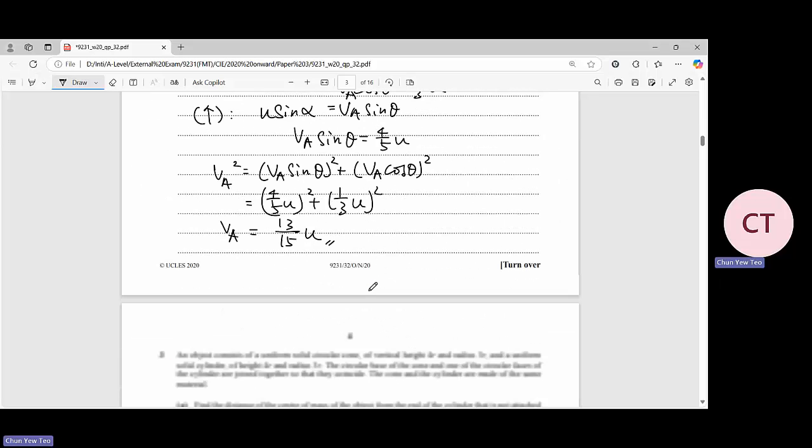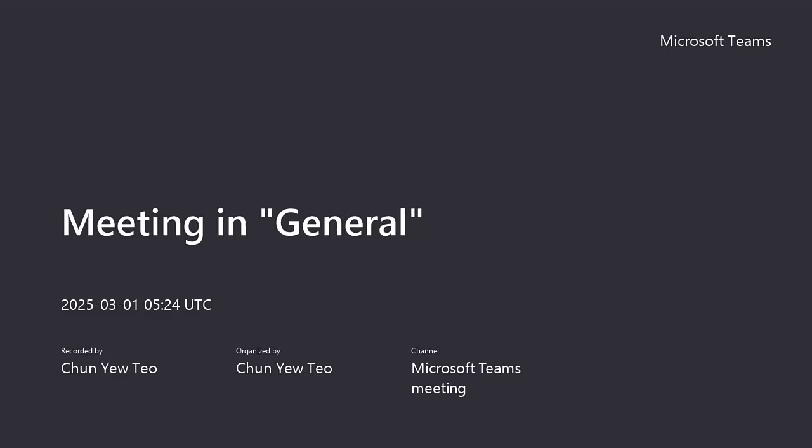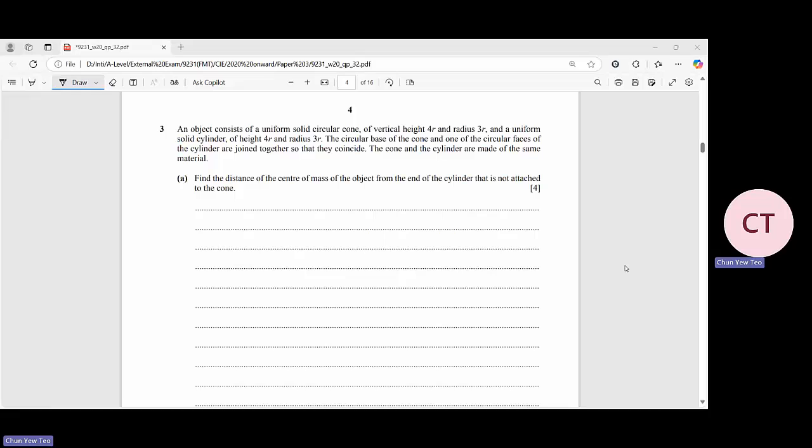Now we move on to question number 3. An object consists of a uniform solid circular cone, vertical height 4r and radius 3r, and a uniform solid cylinder of height 4r and radius 3r. The circular base of the cone and one of the circular faces of the cylinder are joined together so they coincide. The cone and the cylinder are made of the same material. Find the distance of the center of mass of the object from the end of the cylinder that is not attached to the cone.